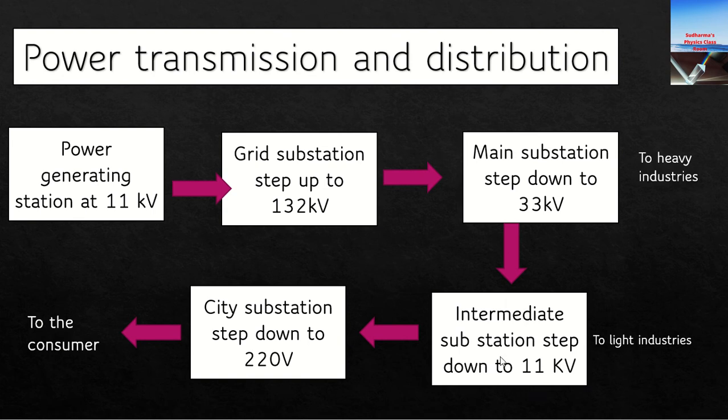Then we, the common consumers, need only 220 volt. In India, it is around 220 to 240 volt. So the voltage coming to our house will be stepped down to 220 volt and given to the consumer. This happens in the city substation. You can see the voltage increased, then decreased, still decreased to 220 volt. That means from this 11 kilovolt, a lot of processes happened. All these are done with the help of transformers. Step down transformers and step up transformers do all this work. So this is the process of how electric power is reaching our house.